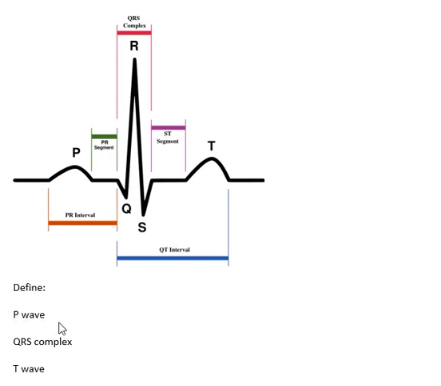So what's happening with the P wave? That's the atria depolarizing. What's happening with the QRS complex? So it's not just a wave, it's 2 different waves together, so it's a complex. It's the atria repolarizing, excuse me, and the ventricle depolarizing. Okay, and then the T wave is the ventricle repolarizing.